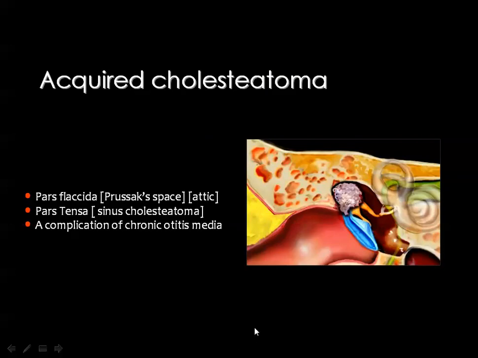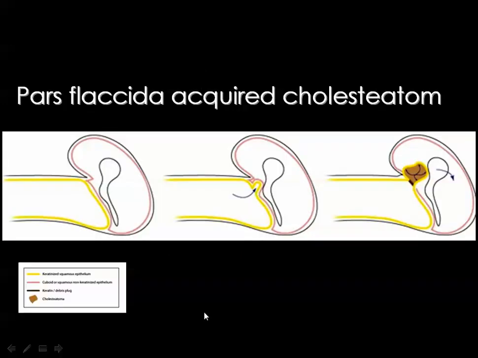In acquired cholesteatoma, we have two types: the attic cholesteatoma, which is very common, and the sinus cholesteatoma, which is relatively uncommon. And acquired cholesteatoma is the sequelae or one of the complications of otitis media. This is the way by which the cholesteatoma will form inside the middle ear cavity.